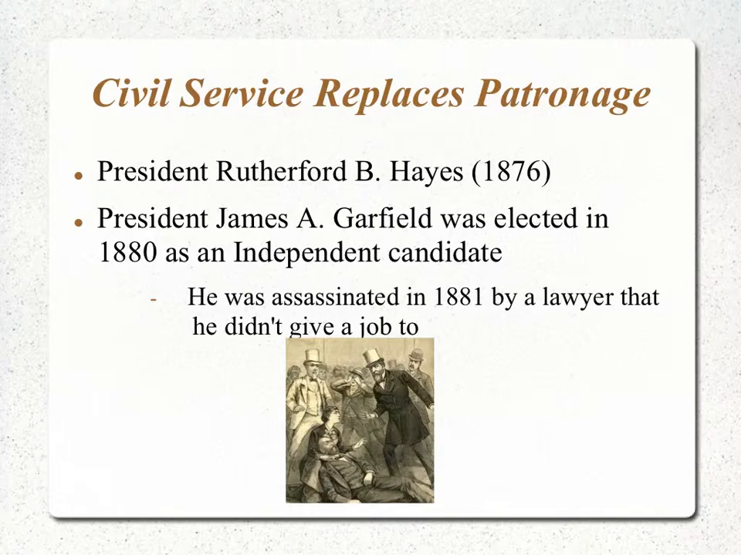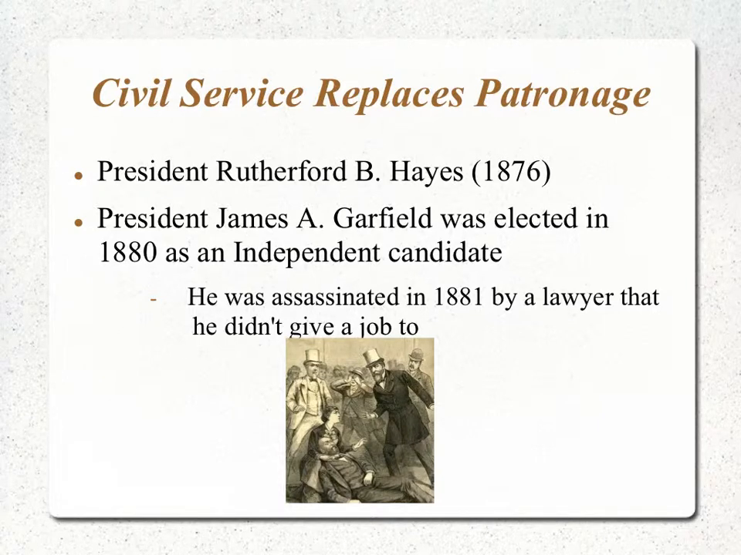Now, Garfield was a reformer, but in order to balance the ticket, he ran with hopeful Vice President Arthur, who was not a reformer. And they thought that with these two together, he could get elected. Well, Garfield was elected in 1880 as an independent candidate, and Arthur was his vice president.